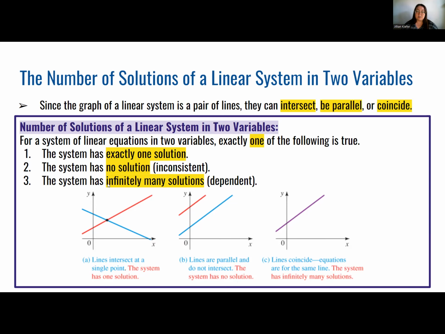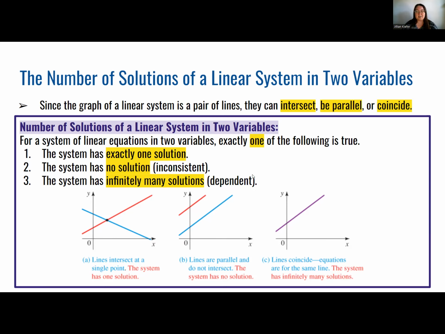Then option 3 here is that the system will have infinitely many solutions. This is also called a dependent system. So if you see that, again, that's what that means. It has infinitely many, and that's because it's the exact same line. They're lying on top of each other, one on top of the other. They coincide. They are the same line. Another way they show this is that in graphs A and B, the two lines are red and blue. In graph C, it's purple because they're the same line. They were joined up. So blue, red, purple.